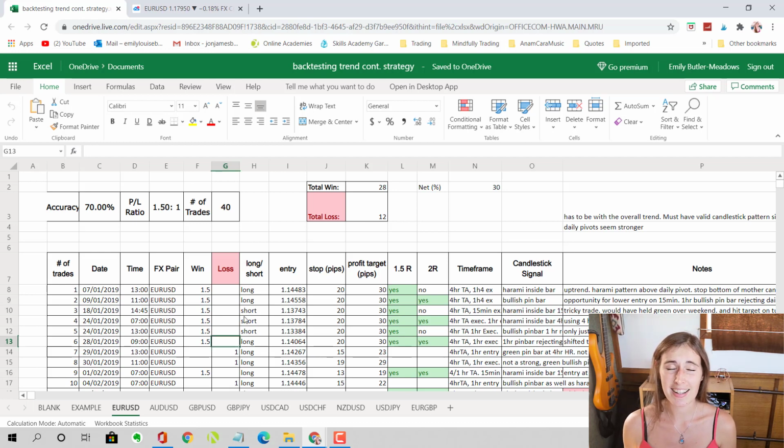So this has been a little insight into my experience backtesting my Forex strategy. If you've got any comments or questions, do leave them below. I'm really curious to see whether you've done any backtesting yourself, what your experience has been. If you've got any tips or anything you found out, be sure to share them below in the comments.